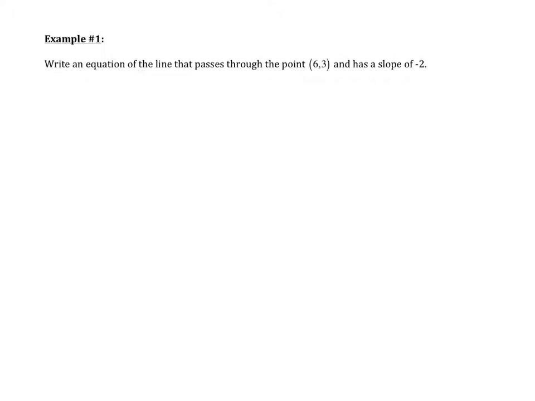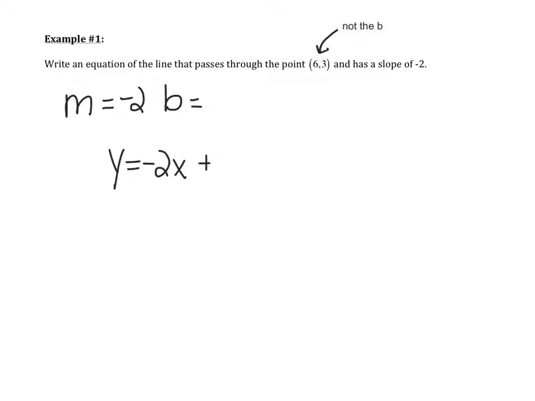Number 1, write an equation of a line that passes through the point (6, 3) and has a slope of -2. So remember, it is our job to find the m and to find the b. In this case, we are told that the slope is -2. So we have y equals -2x plus b. Notice that the point that we're given is not 0, comma something. It is (6, 3). So therefore, this is not the b. So since I was not given the b, I have to solve for b.